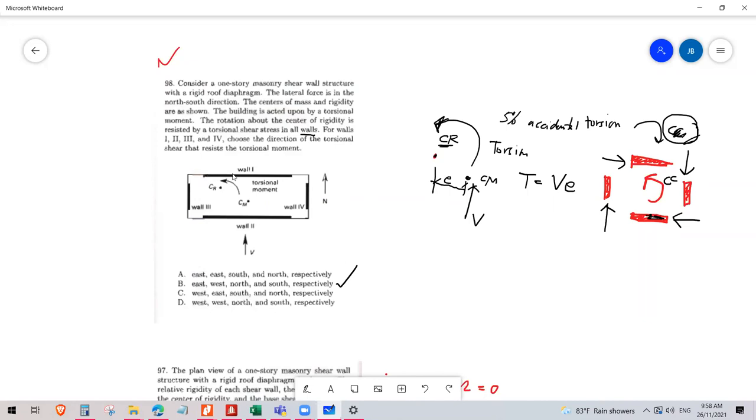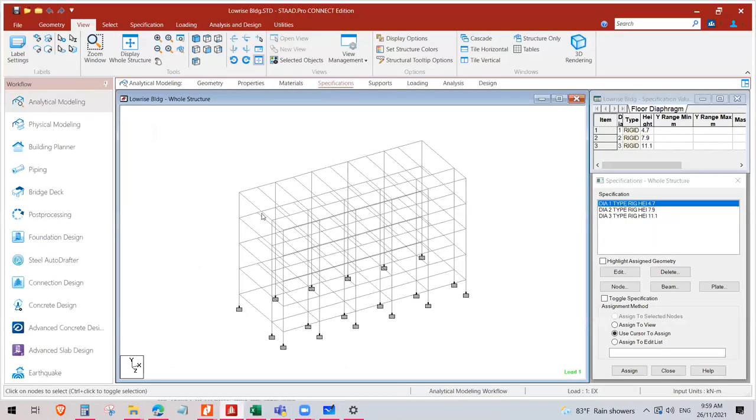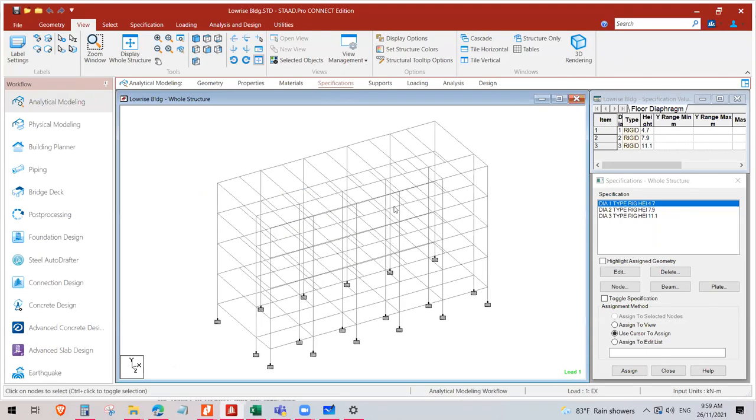sila yung nagdi-dictate ng location ng center of rigidity. Pag meron kang sa model mo, pag may nilagyan mo na isang shear wall yan, automatic yung center of rigidity mo will lean towards dun sa shear wall. Pero in this case na walang shear wall, purely same concept pa rin, no? Pero talagang mas marami ka i-consider, no? Same concept lang naman, no?